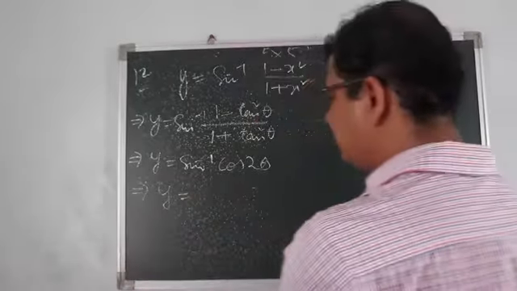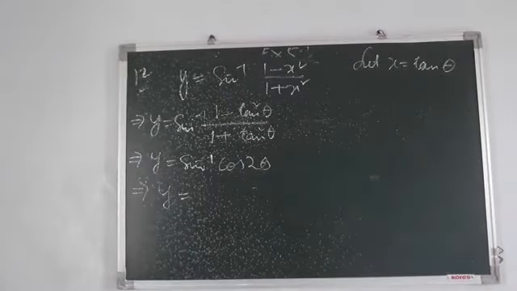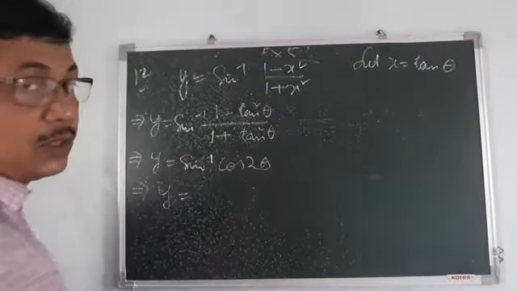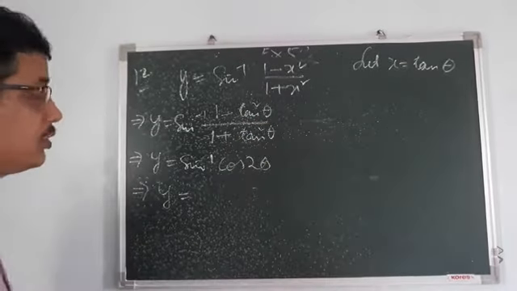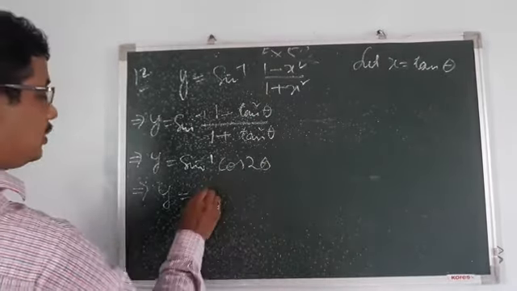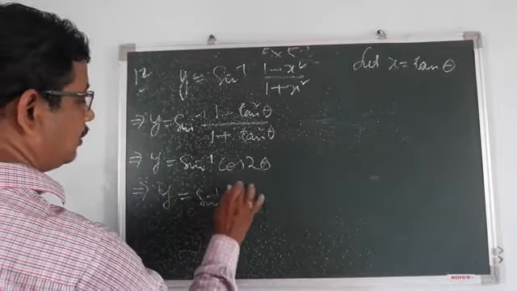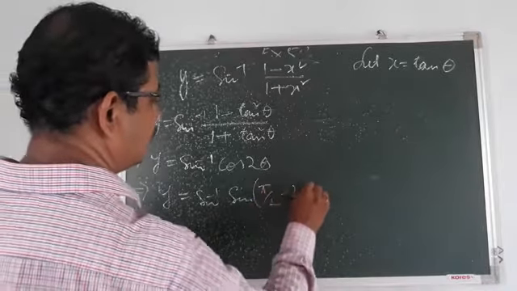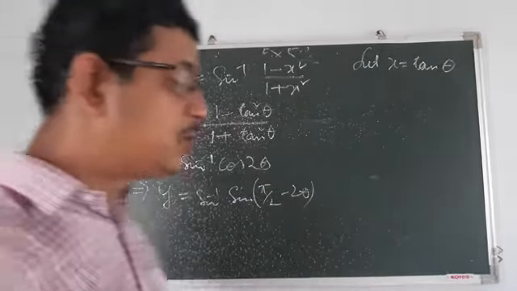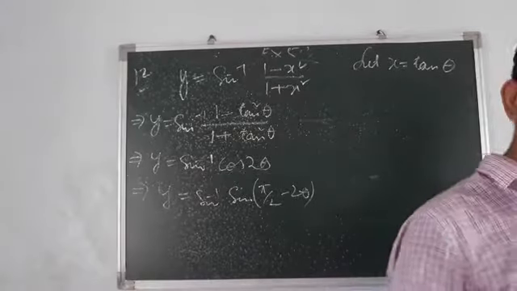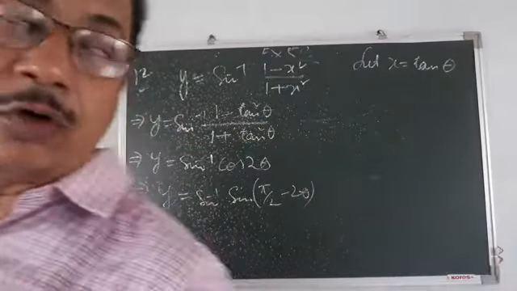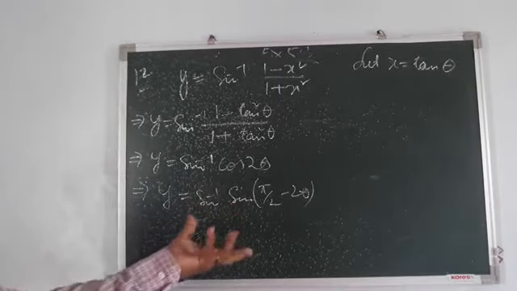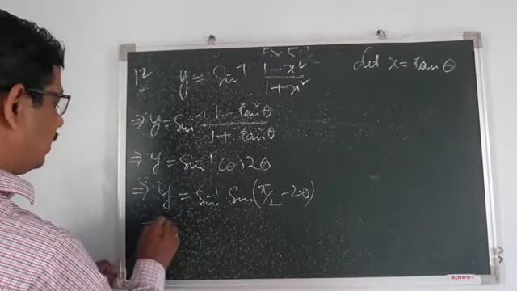I am again explaining what happened here. If we replace x by tan theta, 1 minus tan square theta by 1 plus tan square theta is cos twice theta. Then I will change this one to sine. How is it possible? Sine of 90 minus twice theta is cos twice theta. That is the formula. And we have taken sine only so that they cancel each other. So these two will cancel.